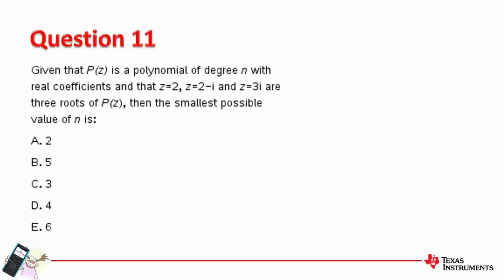That brings us to a typical exam question. Given that P(z) is a polynomial of degree n with real coefficients, and z equals 2 minus i and z equals 3i, I have 3 roots, then the smallest possible value of n is. So again, we are given 1 real root and 2 complex roots, but complex roots need to occur in conjugate pairs because of the real coefficients. So we will have 2 minus i, 2 plus i, 3i, minus 3i, and z equals 2. So the smallest degree of the polynomial will be 5.